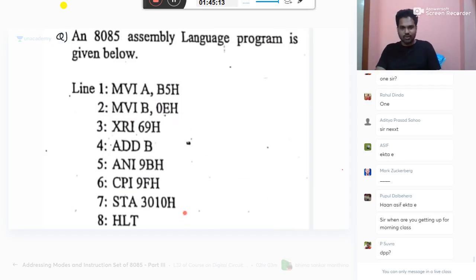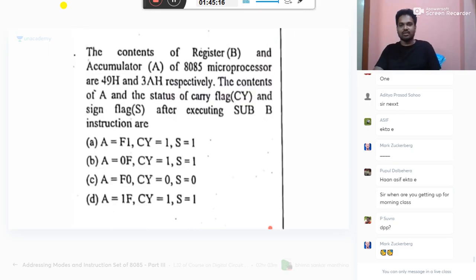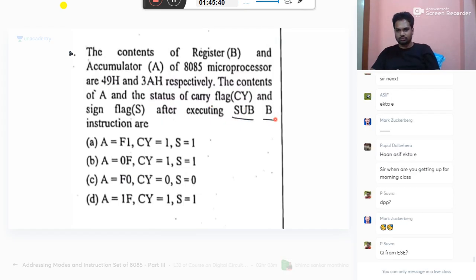The previous question is not there. What they asked, the slide, is missing. I am searching for that. If you want, you can do this: A equal to B5, B equal to 0E, XOR this with 69. That can be done. I will give you that tomorrow. Don't worry. So let's do this question. Forget about that. Okay. Now do this question.